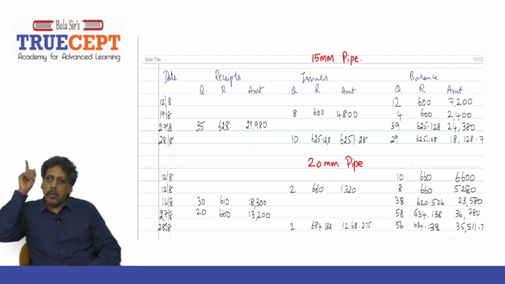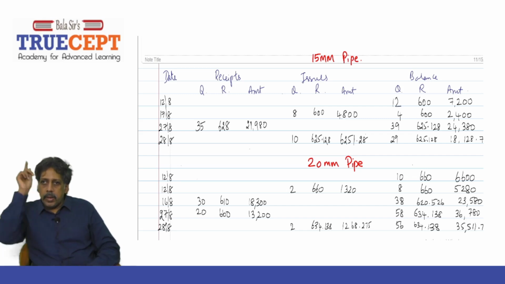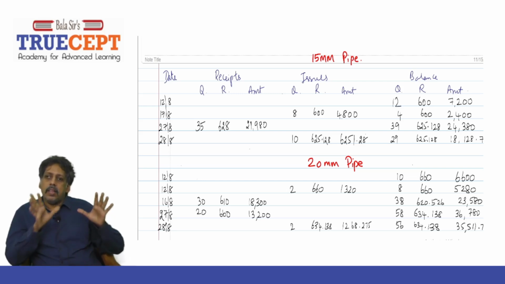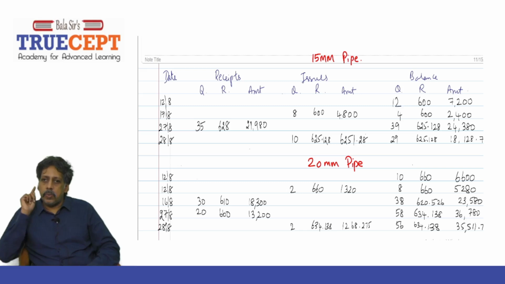Then you make a total. If you want to find the value of materials used on this job, please add up the amount column under issues. So it is 4,800 plus 6,251.28. That is the number to be shown as materials used on this particular job.